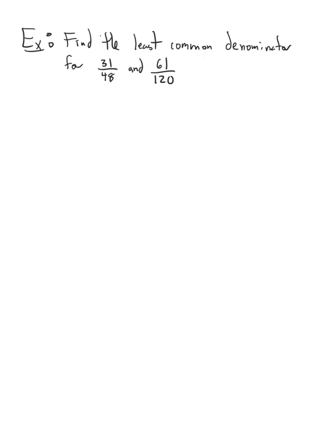Okay, so now that you're back, the idea is all equivalent fractions to these, or at least ones where the denominators get bigger, are going to be multiples of 48 and 120. And we want a least common multiple of these. So that's what we need to figure out first. So the solution, we need to figure out the least common multiple of 48 and 120. So let's do it.